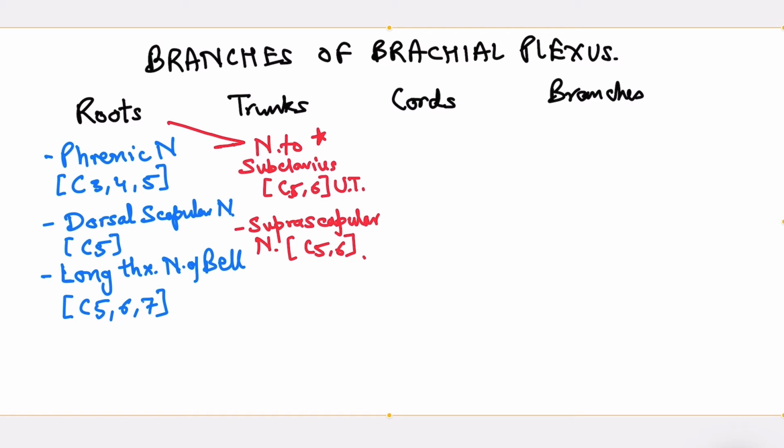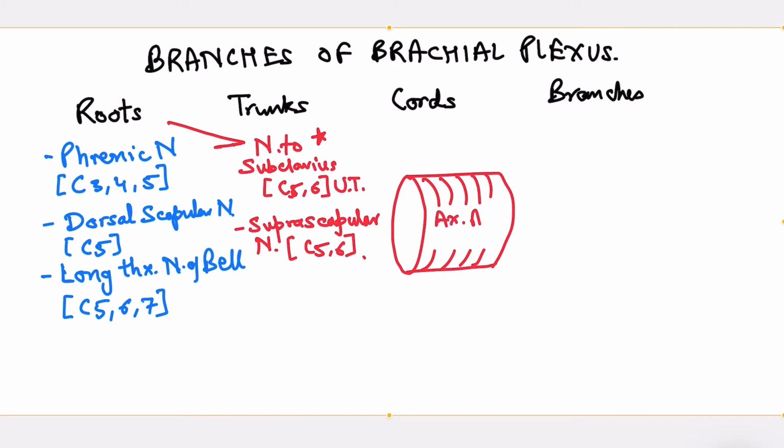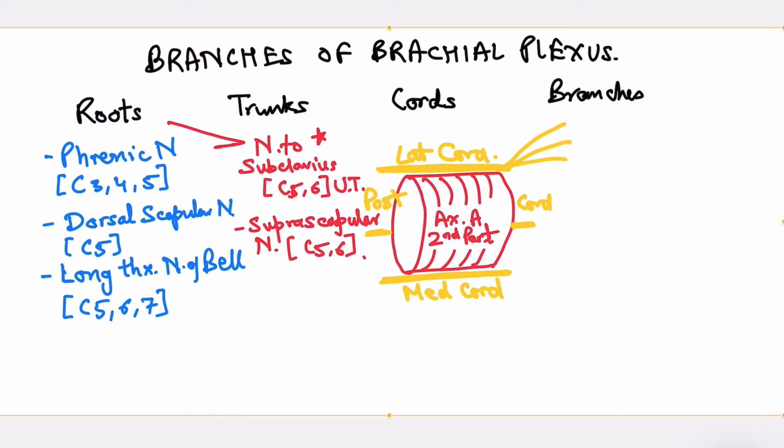Then there are three cords, and these cords are in relation to the second part of the axillary artery. This is the axillary artery, second part. Lateral to this artery is the lateral cord, running behind this artery is the posterior cord, and there is a cord running medial to the second part of the axillary artery, and that is called the medial cord. Now there are three branches arising from the lateral cord, five branches arising from the posterior cord, and five branches arising from the medial cord.